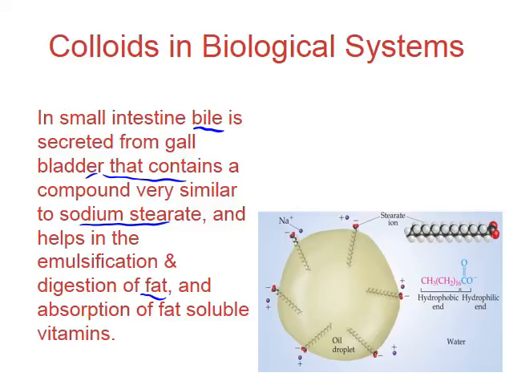It has one end, which is hydrophobic, that attaches to the oil droplet or fat, and the charged end that faces water. So that's how the whole particle of fat goes in water solution as colloidal solution.